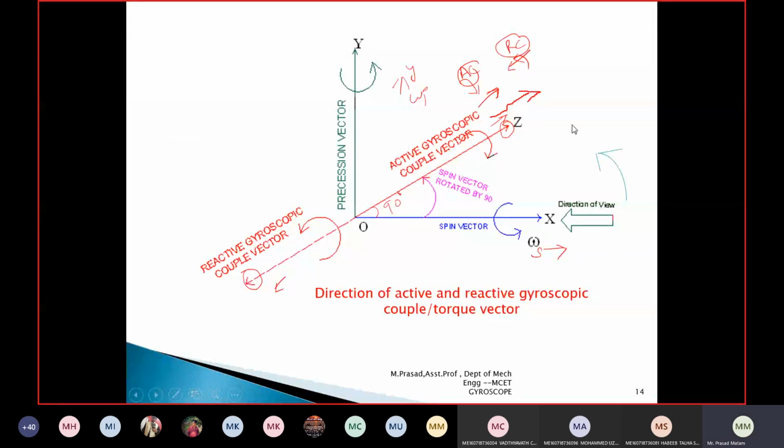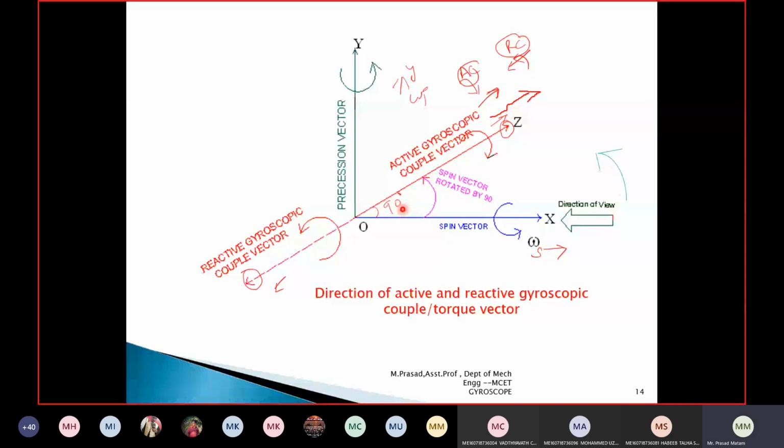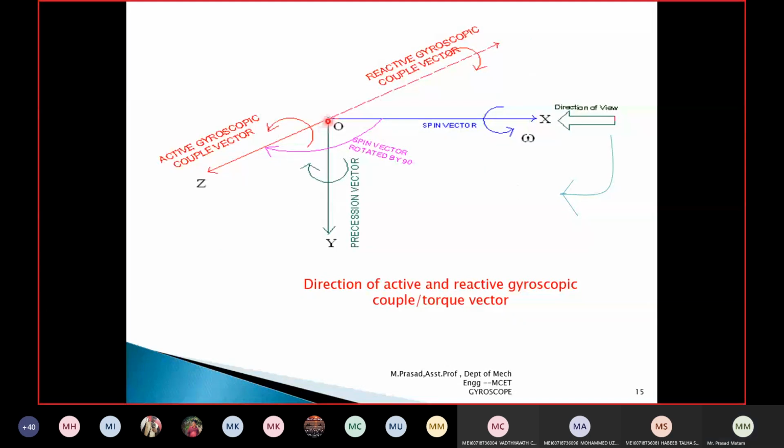Rotor moving in forward direction, taking the left side. The spin vector is coming like this. Active couple here, reactive couple here. Next, rotor moving in forward direction, taking a right turn. The spin vector is coming downwards. For the spin vector, the reactive couple you have drawn, the active couple you have drawn, by an angle of 90 degrees. This shows your active couple, and this shows your reactive couple.